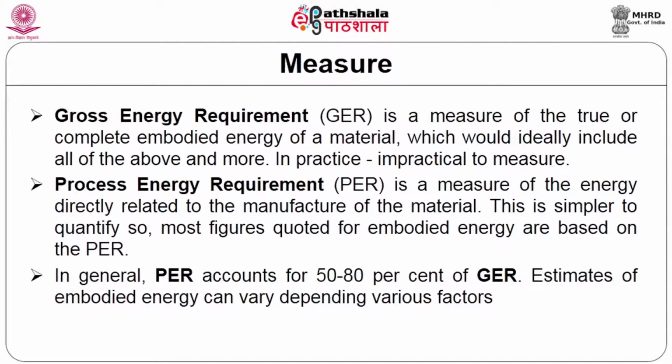Till now we have seen what embodied energy is, what is included, and how it has an impact on the building depending on the lifeline. Now there are two terms generally used while measuring embodied energy. One is gross energy requirement, GER, measuring the true and total embodied energy of the material, which is the most ideal method to use. The second one is process energy requirement, PER, a measure of energy directly related only to the manufacturing of the material, which is a very simple quantified figure.